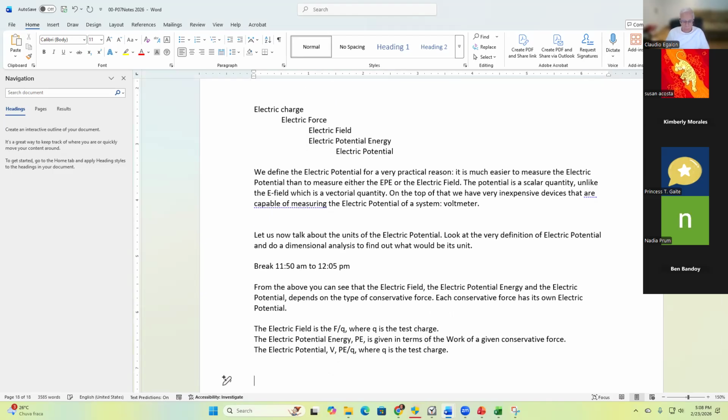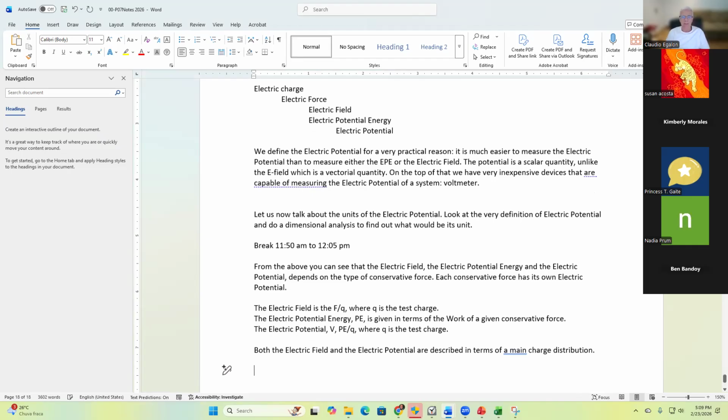Okay? Both the electric field and the electric potential are described in terms of a main charge distribution, right? That's what they describe. They describe both electric field and electric potential their respective parameters, of a main charge distribution. Okay.